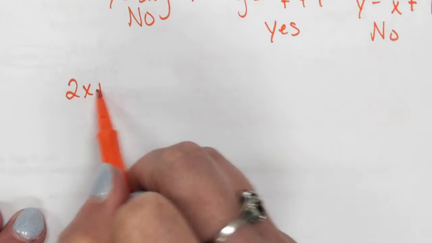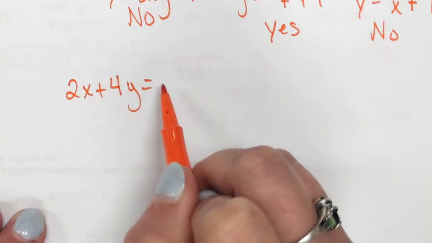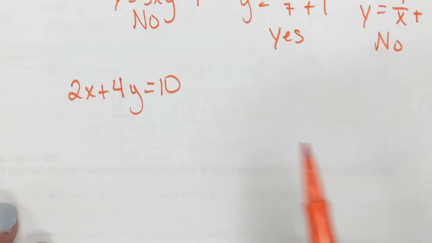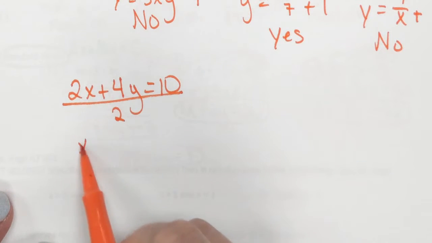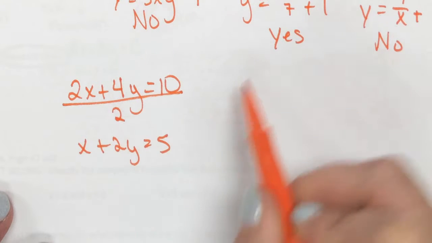Alright, what about standard form? Standard form, 2x plus 4y equals 10. What's wrong with that? GCF, you gotta divide by what? 2. So it'd be x plus 2y equals 5, right?